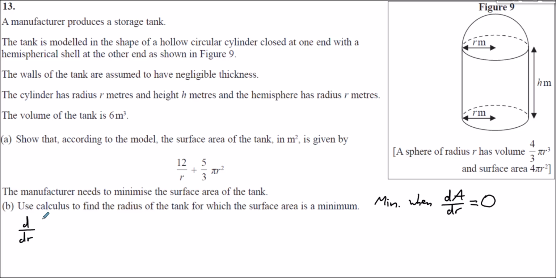So we'll differentiate with respect to r this thing here. 12 over r, I'm going to say it's 12r to the minus 1. And then 5/3 pi r squared I can leave as it is. 12r to the minus 1 will differentiate to minus 12r to the minus 2. And in this term, the 2 will drop to the front, so the 5/3 becomes 10/3, and I get 10/3 of pi times r. And then I say that's going to be equal to 0 at the minimum, using this fact here.